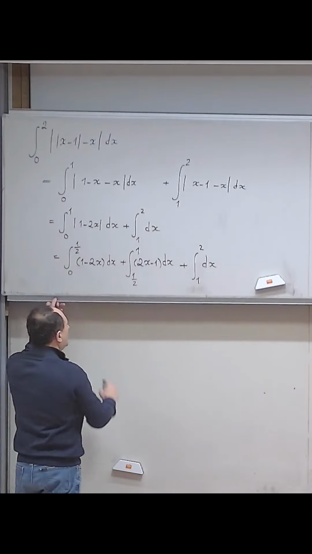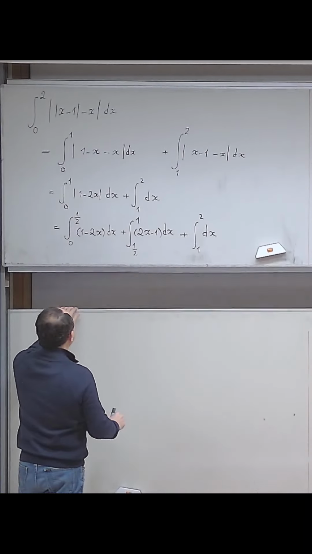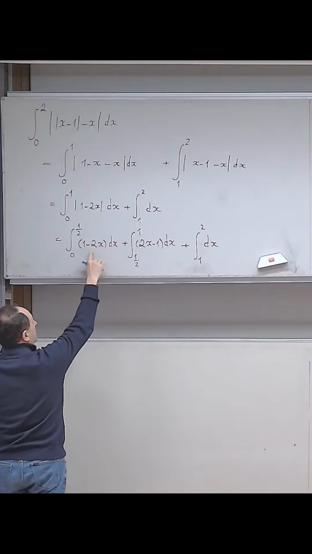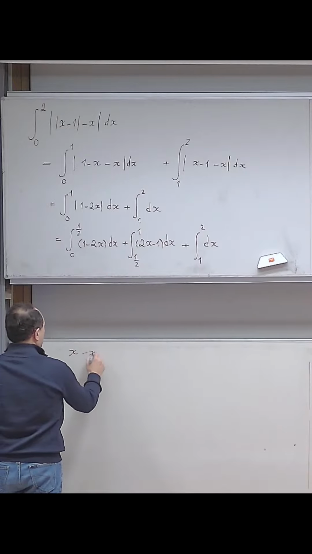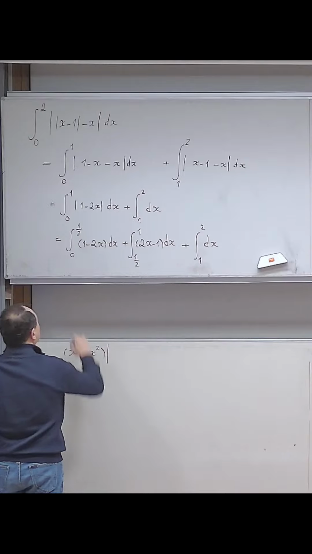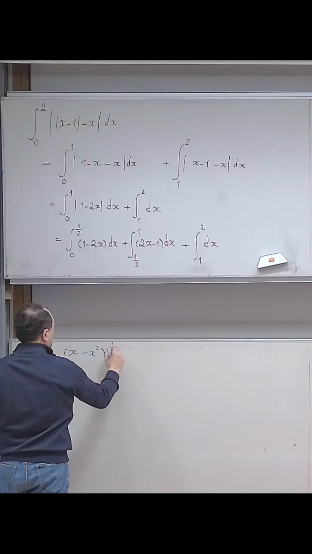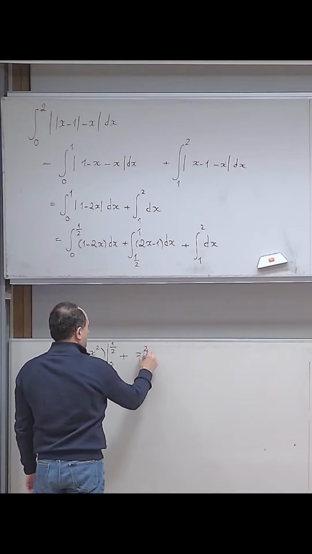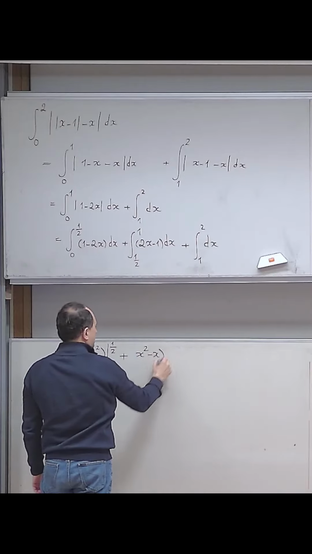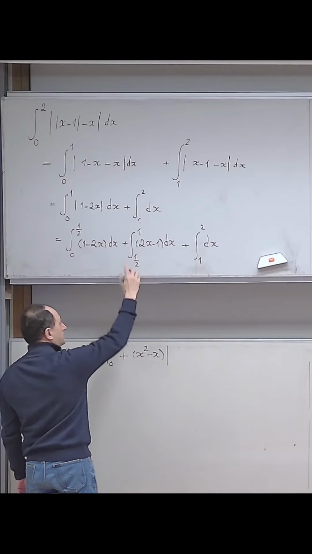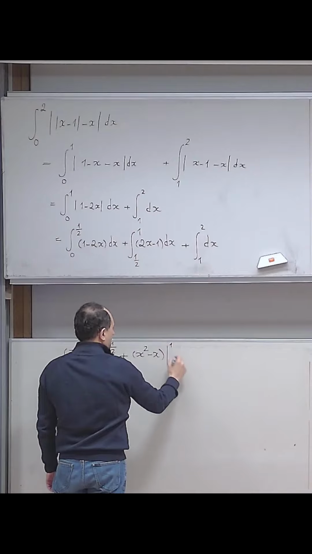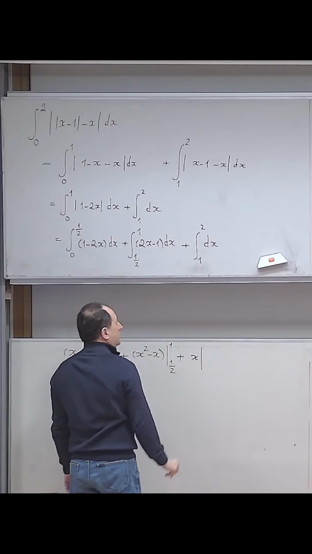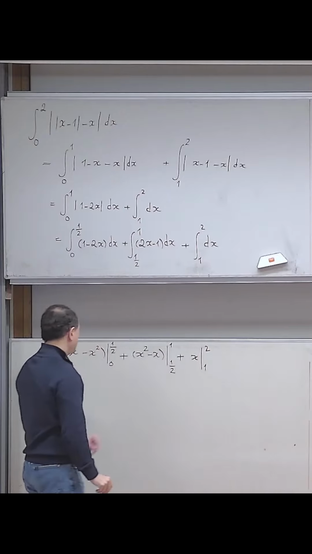Okay, so I need to find primitive functions. The primitive function for 1 is simply x. The primitive function for minus 2x is minus x squared. So I have to evaluate it from 0 to 1/2, plus, again, a primitive function for 2x is simply x squared. The primitive function for minus 1 is minus x. But this time I have to evaluate it from 1/2 to 1. And then plus, a primitive function for this is simply x. I have to evaluate it from 1 to 2, and then I have to calculate these numbers.